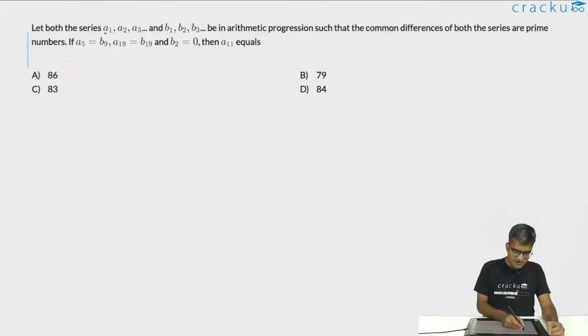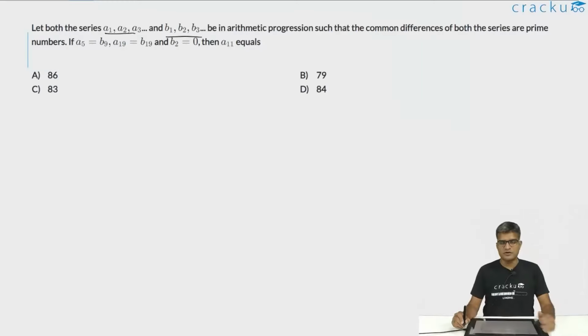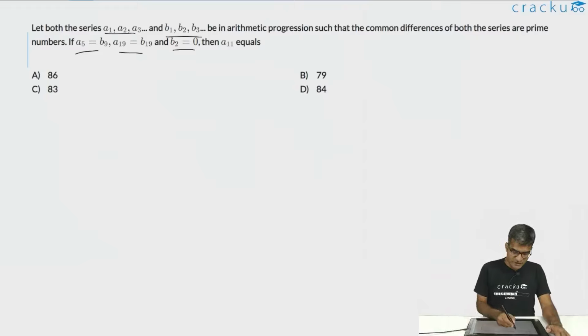In this question, we are told that there are two series A1, A2, A3, ... and B1, B2, B3, ... Both of them are in arithmetic progression and the common difference for both the series are prime numbers. We are told that A5 is equal to B9, A19 is equal to B19, and B2 is equal to 0. We are required to calculate the value of A11.